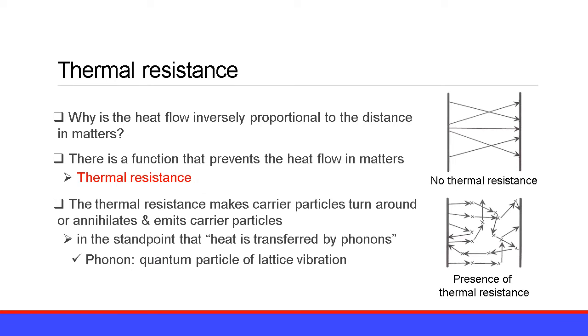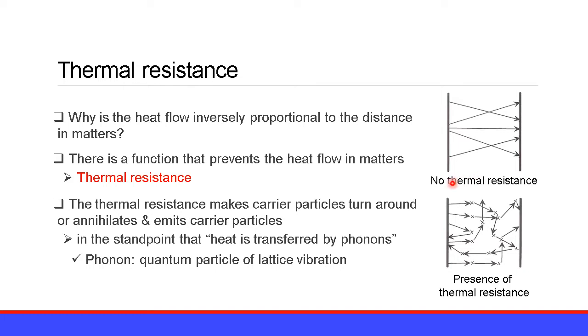So the open question is why the heat flow is inversely proportional to the distance in metals. The answer is there is a function that prevents the heat flow in metals. This function preventing the heat flow is referred to as thermal resistance. The thermal resistance makes carrier particles turn around or annihilate, and emits carrier particles.